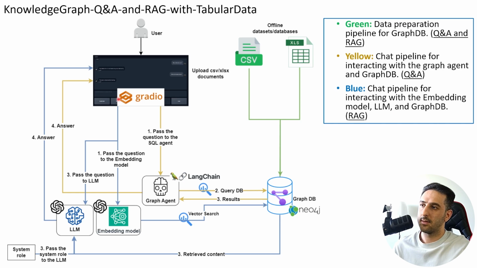So as soon as the user asks a question, that question is going to be passed to an embedding model in order to get the embeddings. Then we're going to perform a vector search using the question's embeddings and the vector index in our graph database. Then we are going to retrieve the content. Some results would be retrieved. We are going to pass those results along with the system role, along with the user's question to a large language model to get the final answer.